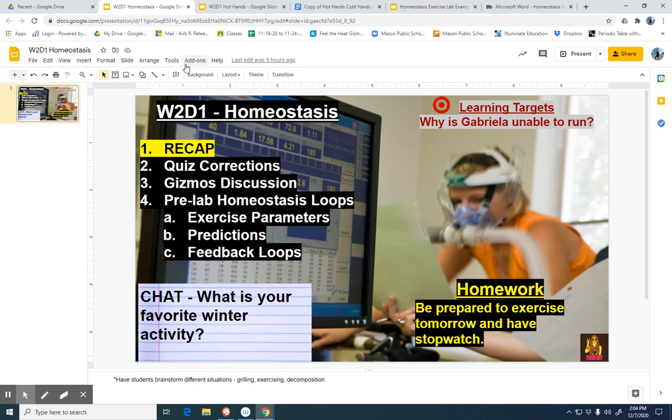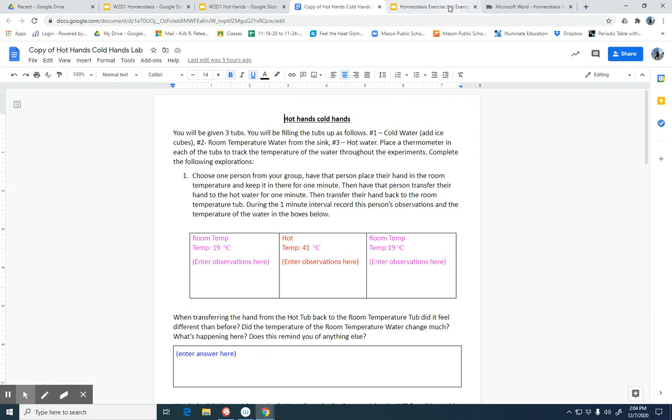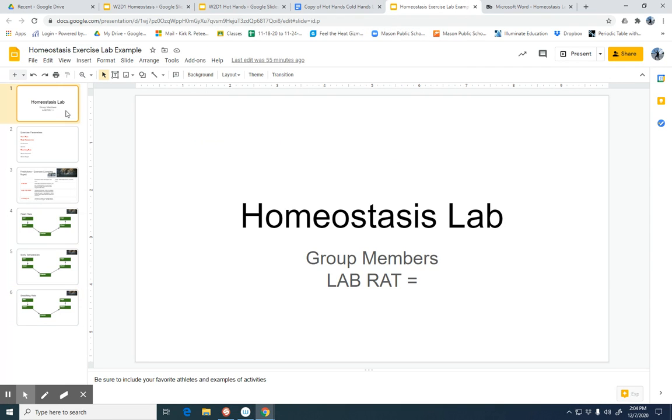So in that, we also have that in our Google Classroom. Here is an example of that. Let me pull that up. We chose our groups. We also chose our lab rat, the person that will be exercising tomorrow, and a spokesperson for each group as well.